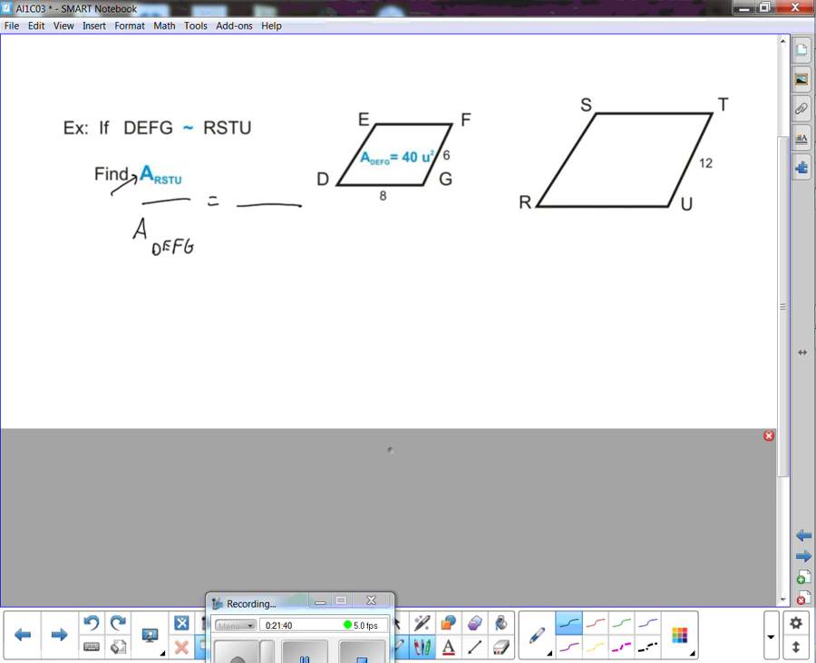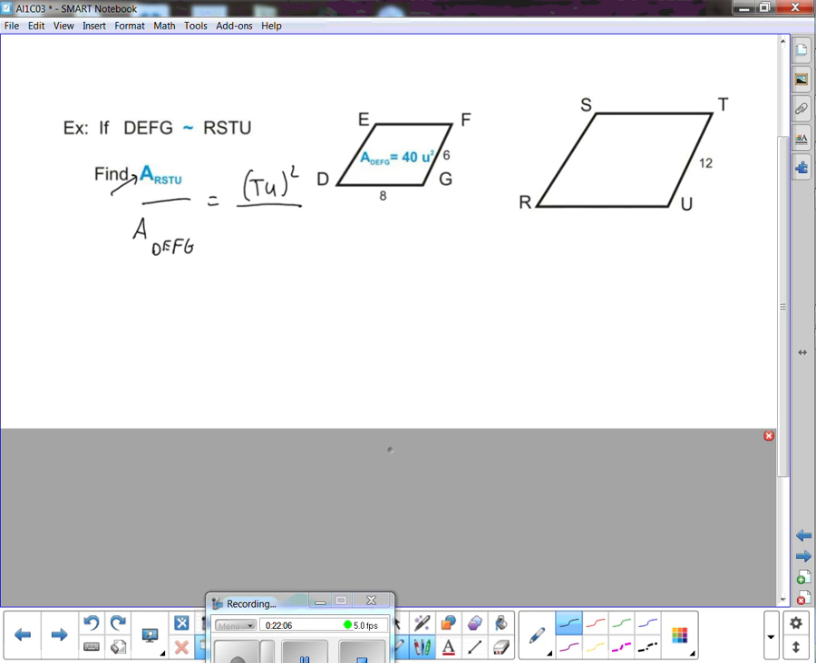So now RSTU is on the top, right? The right-hand one is on the top. So what side of the right-hand one am I going to use? Well, I only have one thing with a value, right? I have to use TU. But remember, TU is supposed to be squared. Again, we'll put the numbers in a minute.